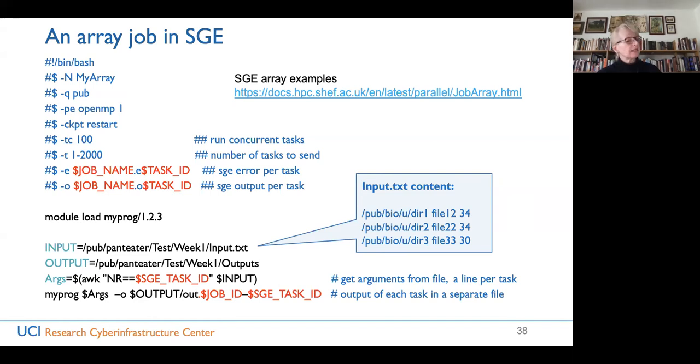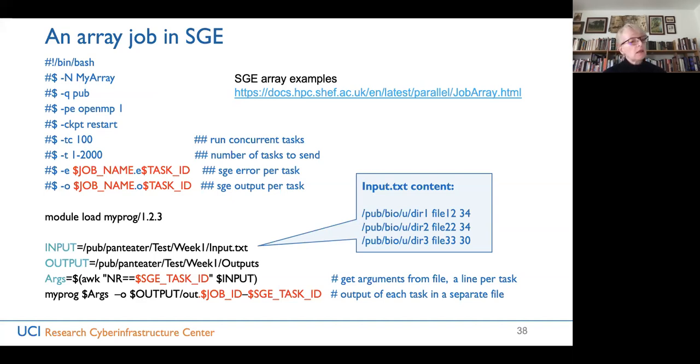The next two lines are the meat of the array job. Here I am saying run 100 concurrent tasks, and the total number of tasks that I am requesting is 2000, and they will be numbered from 1 to 2000. In the last two lines of this request, I'm saying I would like to get the standard error and standard output separately for each task, and this is how I want to name them.